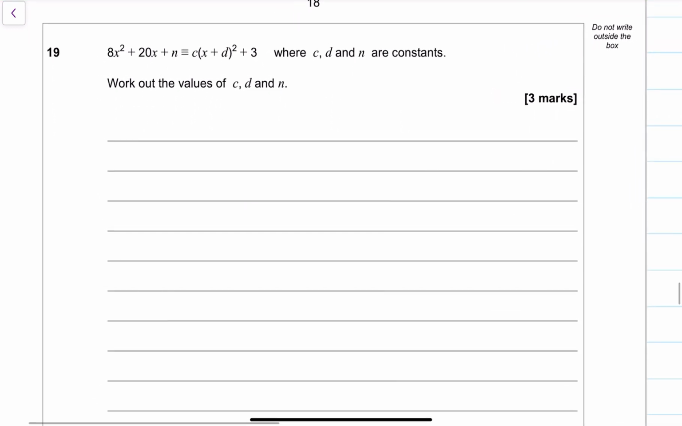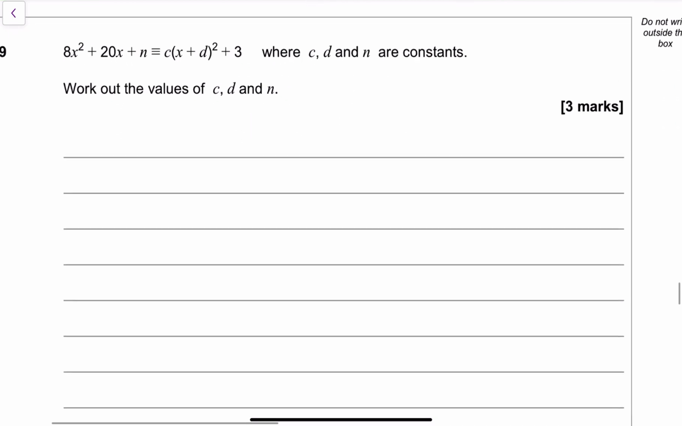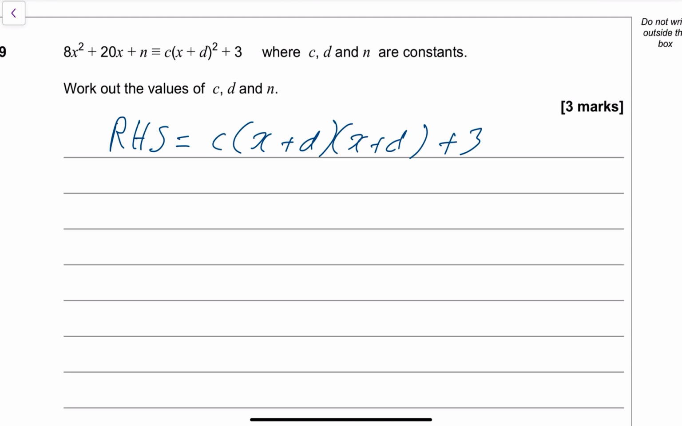Okay, next question, question 18. Lovely identity question. You have got 8x squared plus 20x plus n is equal to c upon x plus d squared plus 3. And we've got to work out the values of c, d, and n. So this is one where you're going to find your left-hand side and put it equal to the right-hand side and so on, and then equate the coefficients. So that means a number that's multiplying a thing. Write down RHS, that means right-hand side, and it's c times x plus d times x plus d plus 3.